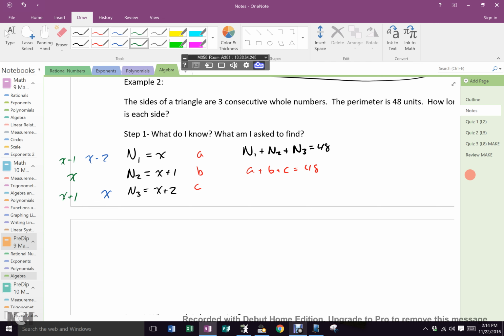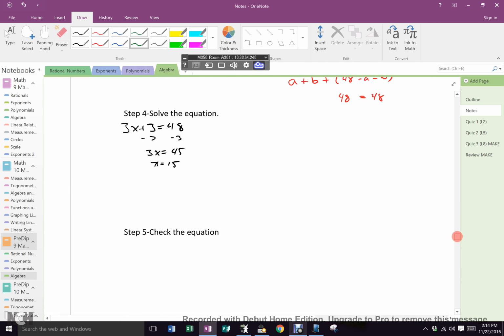Everybody cool? Great. So what are the numbers? We only found X. What are the numbers? So we know that N1 equals X equals 15. What's the next one? X plus 1 equals 16, X plus 2 equals 17. So how do we check it? We add them. 15, 16, 17. 8, carry the 1, 48. Brilliant! Is everybody good? Great.